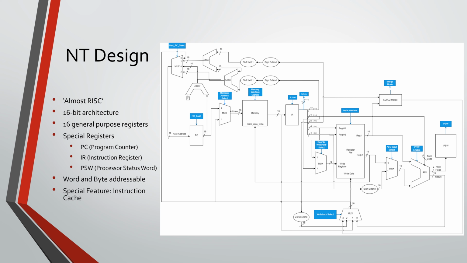November Twister I describe as an almost RISC architecture. It is 16 bits. It has 16 general purpose registers in a register file. It has 3 special purpose registers that are not directly addressable: a program counter, an instruction register, and a processor status word. The memory system is both word and byte addressable, and my special feature is an instruction cache.